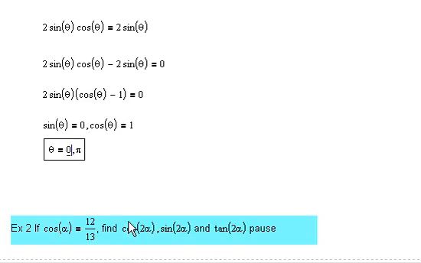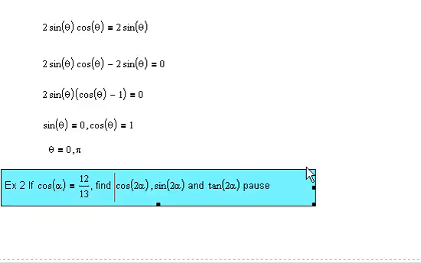Here's another example problem. If cosine of alpha is equal to 12/13, find cosine of 2 alpha, sine of 2 alpha, and tangent of 2 alpha. Of course, it goes without saying if we get sine and cosine, tangent will be real easy because it'll just be sine of 2 alpha over cosine of 2 alpha. But how do we find cosine of 2 alpha and sine of 2 alpha? Pause here for a second, think about it, and see what you can come up with.